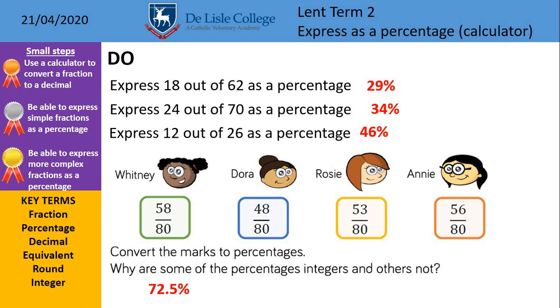So this cancels down to 3/5 as a fraction. So if we cancel this down, we know this is 3/5, and then this will multiply by 20. So this is why this is an integer. This one isn't, because I can't cancel this down easily to get a denominator of 100. So 53 over 80, again, this won't cancel down, so this gives me 66.25%. 56 over 80, this will cancel down. If you use your fraction key and press equals, it should give you 7/10, which will then multiply by 10 to give us 70%.